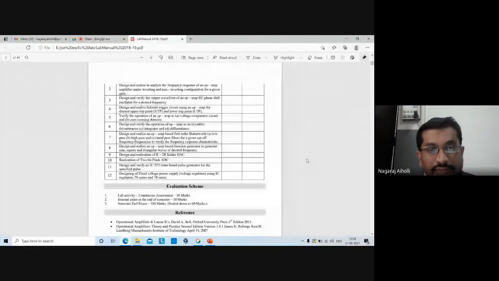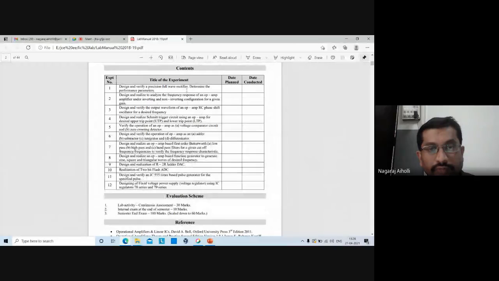So that is the first experiment, design and verify precision full wave rectifier. Determine the performance parameters. Can you tell me which are the performance parameters of a rectifier circuit? Last semester you conducted the electronics lab, bridge rectifier experiment. Which are the performance parameters of a bridge rectifier circuit?